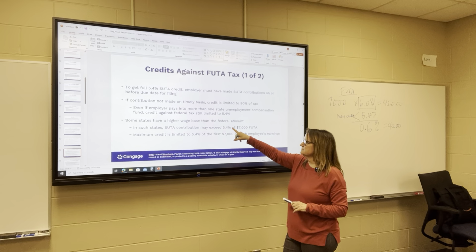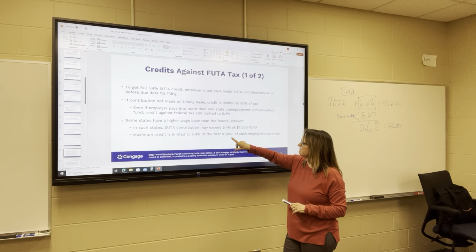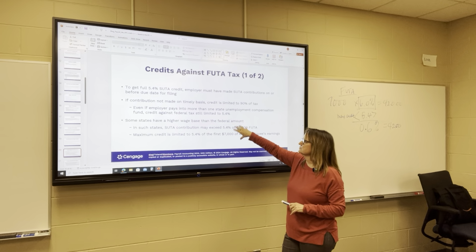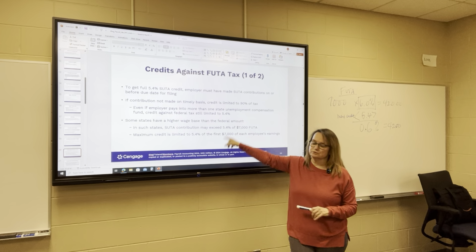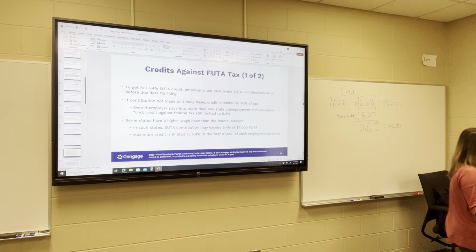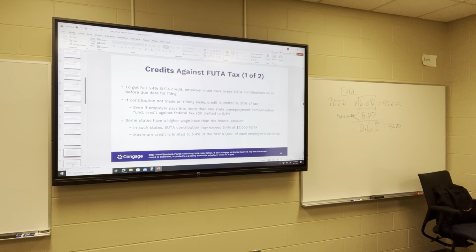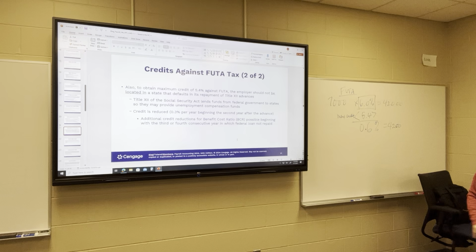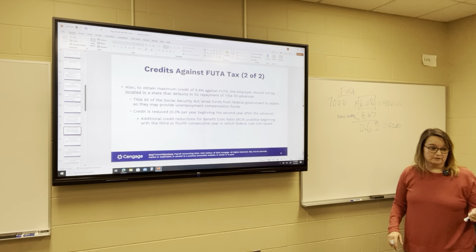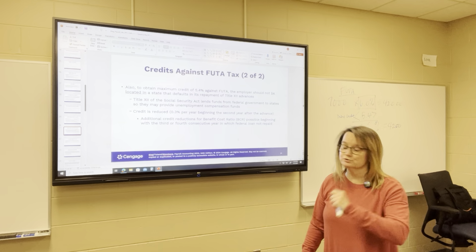As we already saw, some states have a higher wage base than the federal amount, and this factors into the calculation that we'll do. So I'm not going to go into that in detail. When we get to the calculation, you'll see how this part works. So that's the first factor. They have to make all their payments on time to SUTA.